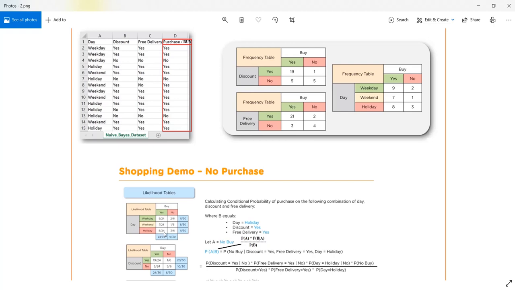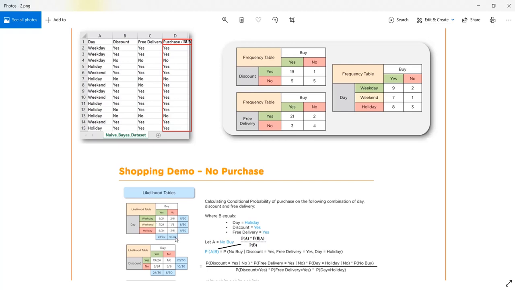Out of 30, there are 24 days on which we are purchasing, so this 8 by 24 is the conditional probability that the day is holiday and there is a purchase. Similarly, for no, we have filled the entries.